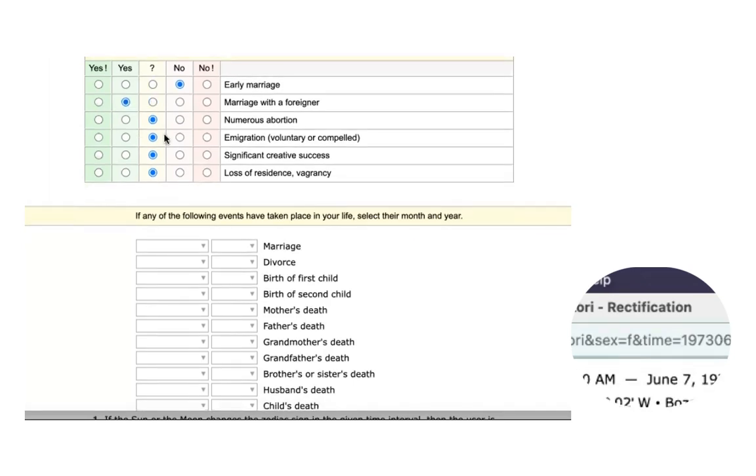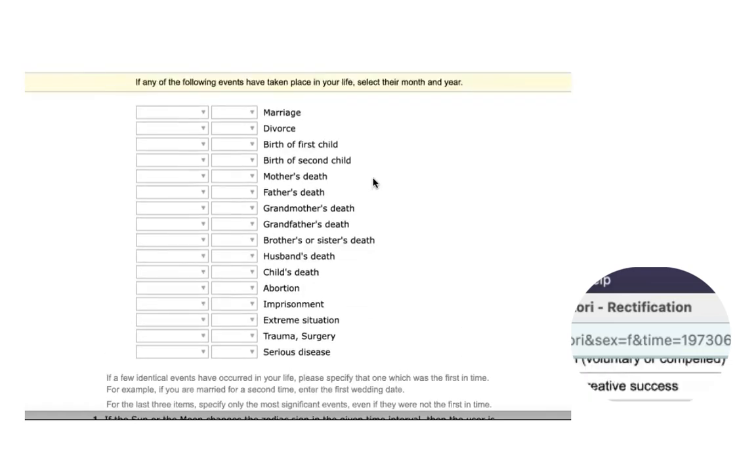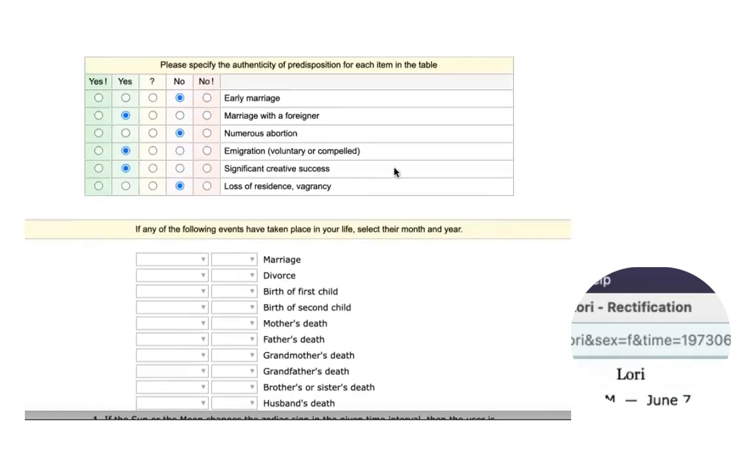Has she had numerous abortions? Let's say no. Has she experienced emigration, either voluntary or compelled? Let's say yes, since she was married to a foreigner. Maybe there's something interesting that happened there. Has she had significant creative success? Sure. Has she lost her residence? Let's say no. Okay. So now those are the only questions in this section of the form for this person.